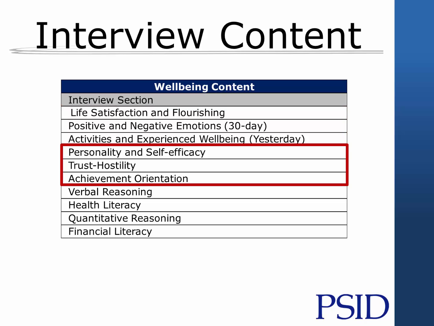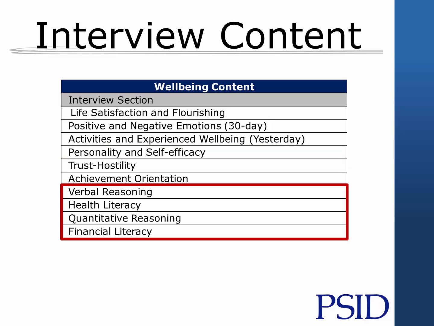The next 3 sections focus on personality-related measures. We included an abbreviated version of the Big 5 and items to measure self-efficacy, trust hostility, and achievement orientation. All measures except the Big 5 were also asked in the 1972 PSID main interview.